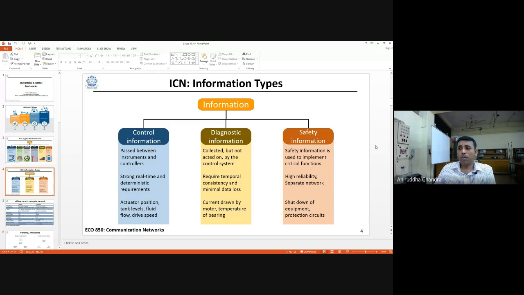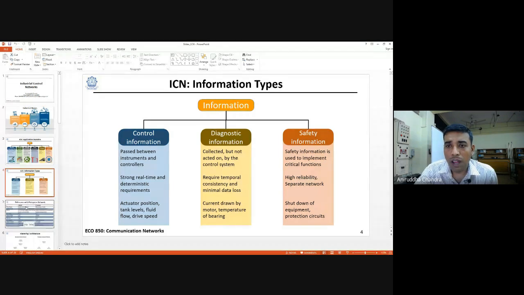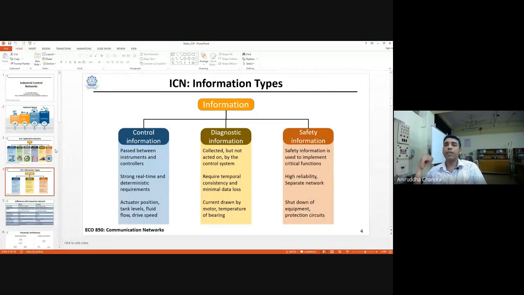Just think about the 911 service. The 911 service is realized with cellular mobile phones, but they generally are done at a higher priority. So they are treated as a different network from the normal phone calls which are being carried by cellular phones. So what can the safety information be? Well, it can be shutting down of an equipment, or it can be shutting down of protection circuits and so on.